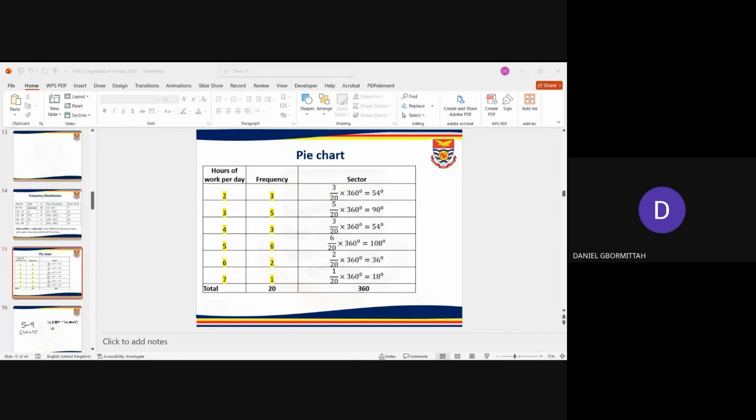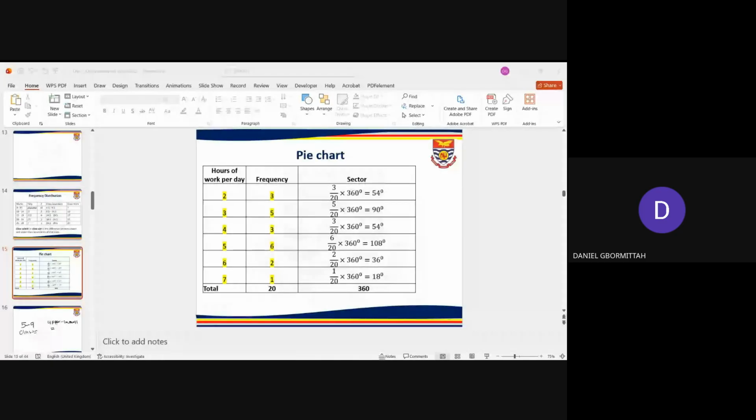But what I want you to say here is that a pie chart is most often good for ungrouped data, and it's also very useful for categorical data, like what we have. You see, they have put them in categories. We have those who work in 2 hours, those who work in 3 hours. So those are the categories with their corresponding frequencies.